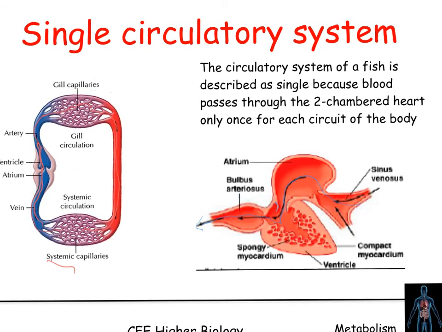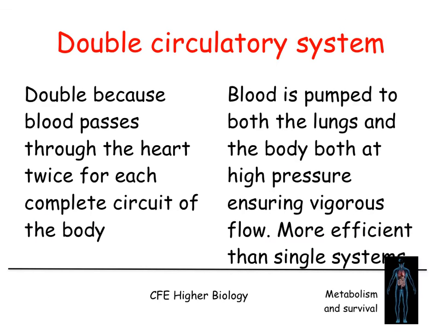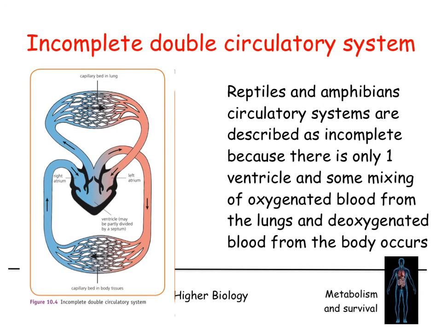So if we've got a single circulatory system, therefore it seems logical to think that there must be a double circulatory system, and there is. A double circulatory system is called that because the blood passes through the heart twice for each complete circuit of the body. So in other words, the blood is pumped to the lungs and the body both at high pressure, and it's a more efficient system than a single system. So we're going to have a look at some examples of double circulatory systems, and there are different types. The first type is this here, the incomplete double circulatory system.